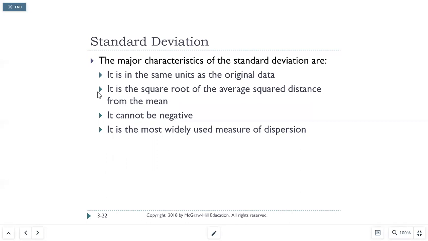It is the square root of the average squared distance from the mean. So the squared distance, right? That's what we were calculating before. X minus mu squared, that's the squared distance. We took the average of that, right? Because we took the sigma x minus mu squared divided by n. That's an average. And then we just take the square root of that. That's just all it is. It cannot be negative because it's a distance measure, right? Distances can't be negative. Doesn't make sense. And it's the most widely used measure of dispersion. This is kind of a key point when you report standard deviation.